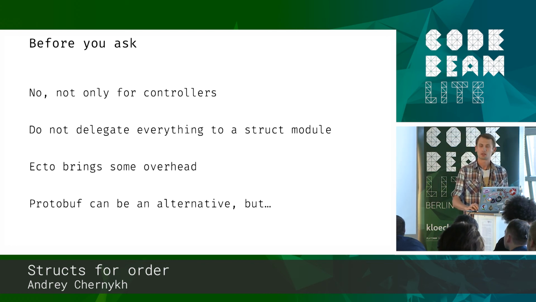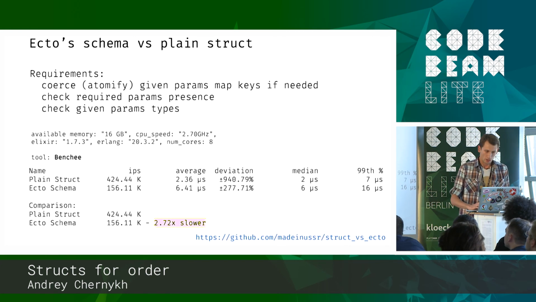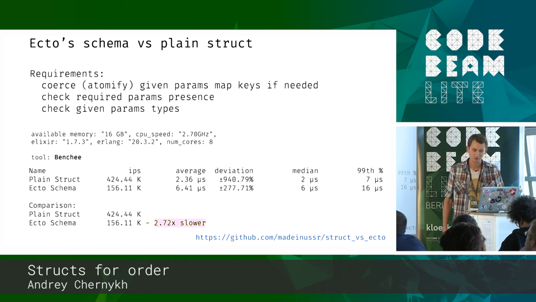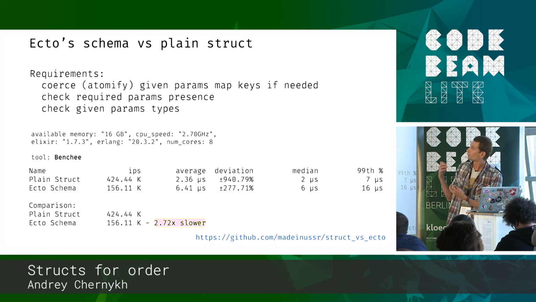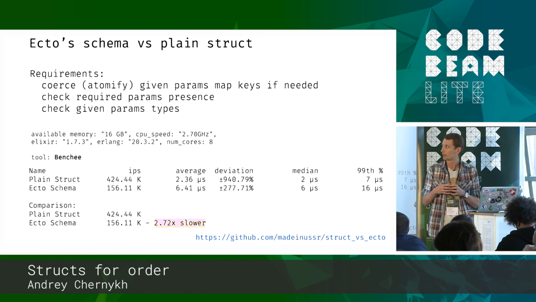And I promised to say something about the cost of Ecto utilizing. I've made a benchmark: plain structure versus Ecto schema. The requirements for structure itself were pretty simple. It should atomify given parameters map, if needed check required parameters presence, and check given parameters types.